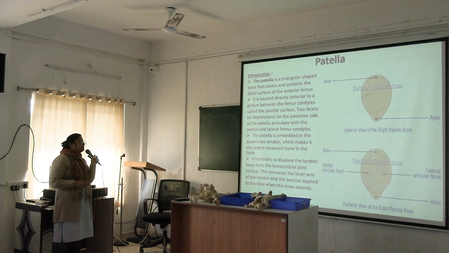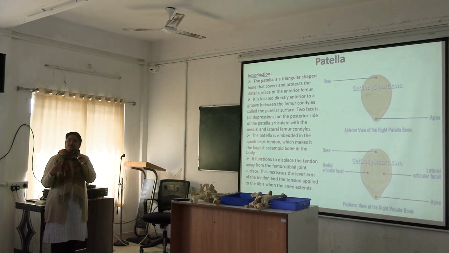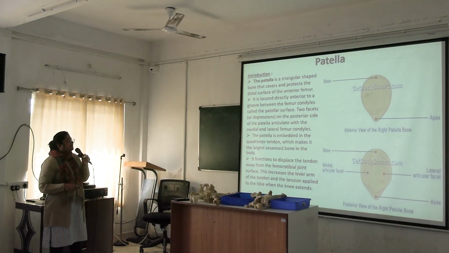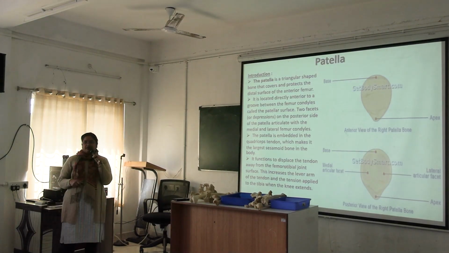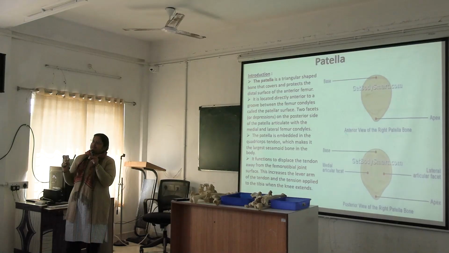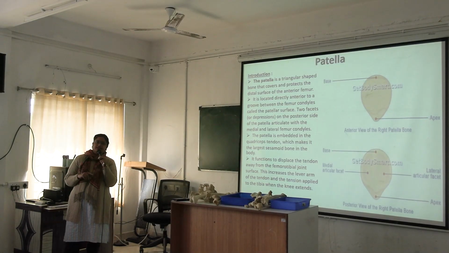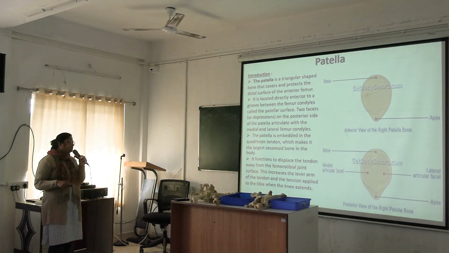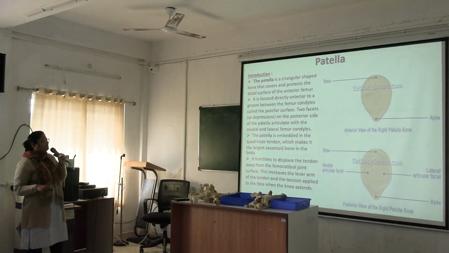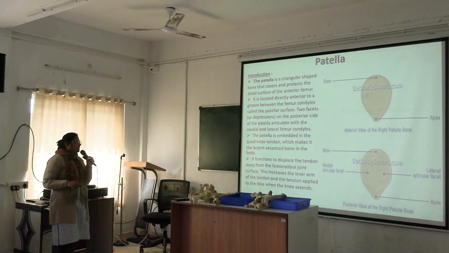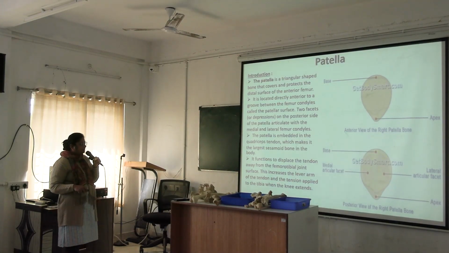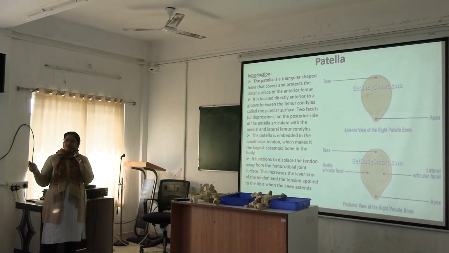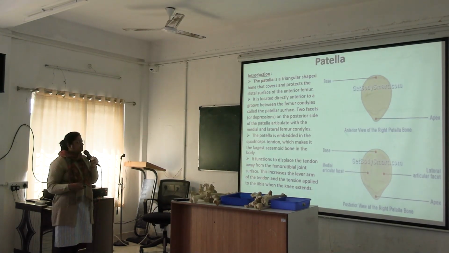Patella is embedded in the quadriceps tendon. It is formed in the quadriceps tendon. This is a sesamoid bone, which makes it the largest sesamoid bone in our body. This is asked in your Viva and MCQ. Patella is the largest sesamoid bone formed in the tendon of quadriceps femoris. Okay, and it functions to displace the tendon away from the femorotibial joint surface, and this increases the lever arm of the tendon and the tension applied to the tibia when the knee extends. Mainly helps in knee movements and protects the knee anteriorly.